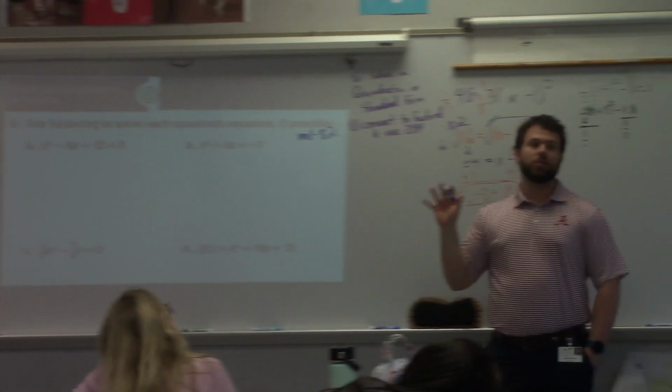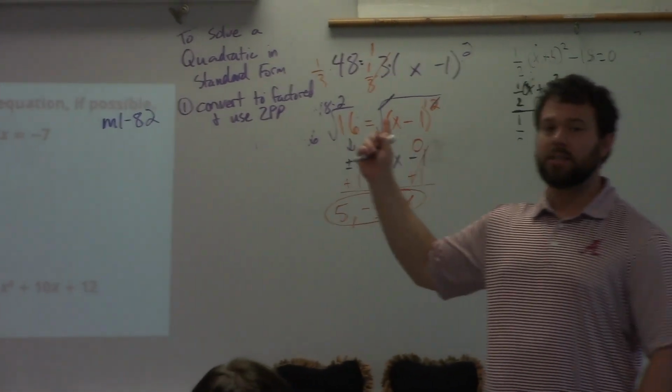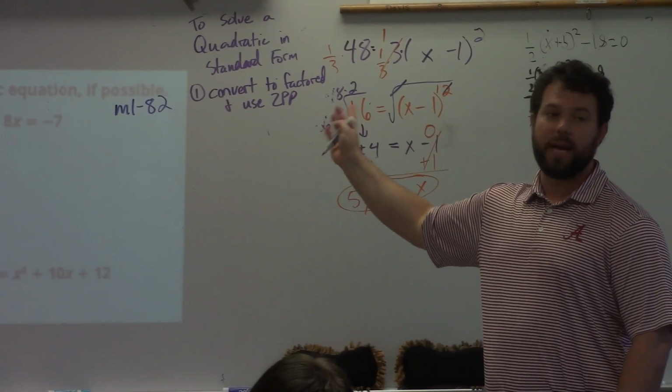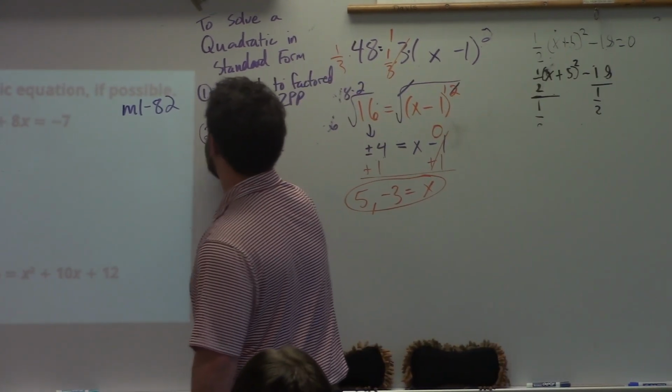I'll teach you if you want to learn how to do this. It's also on Mathia, but we don't have time to really focus on it. So am I going to expect you to be able to do that? No, but that is an option. You can convert to factored form. You can use the zero product property. What's the second option?